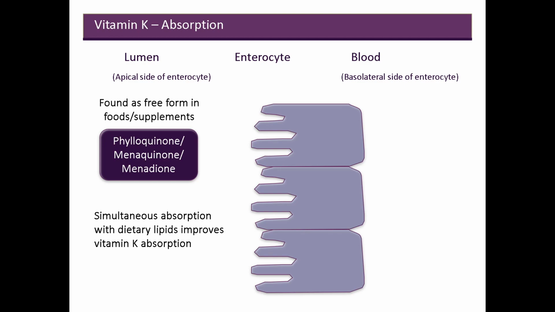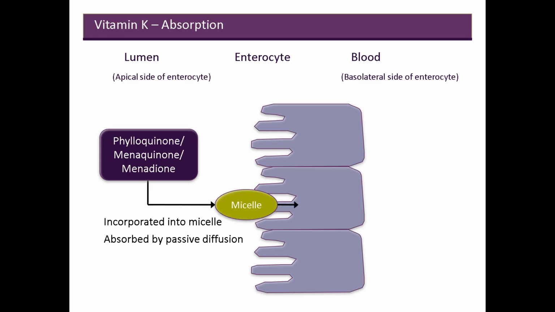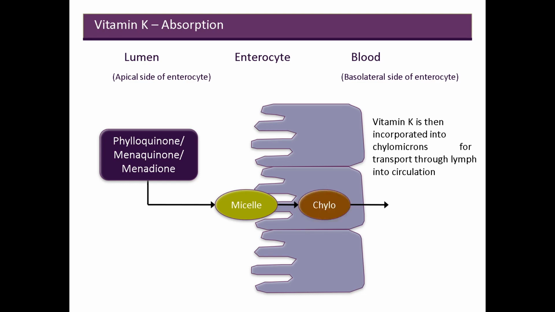So, vitamin K is incorporated into the micelle and absorbed by passive diffusion. In the enterocyte, it is incorporated into a chylomicron. The chylomicron transports through the lymphatic system into the circulation.